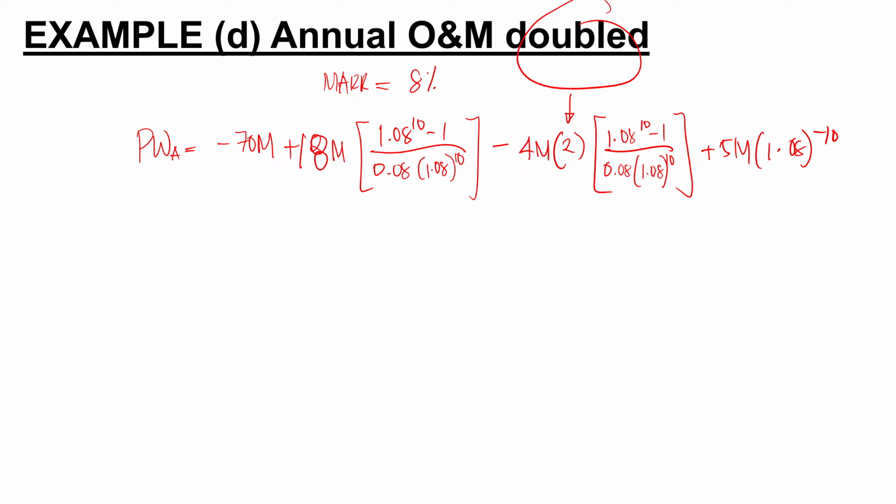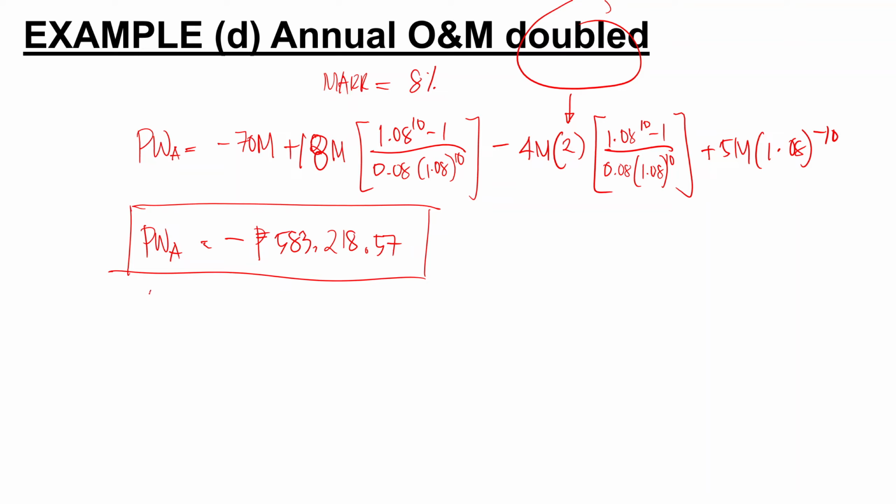And because of the doubled annual operation and maintenance costs, we now have a negative present worth of negative 583,218.57 pesos. Now let's check our present worth for alternative B.